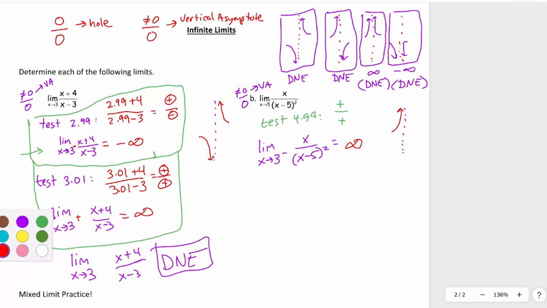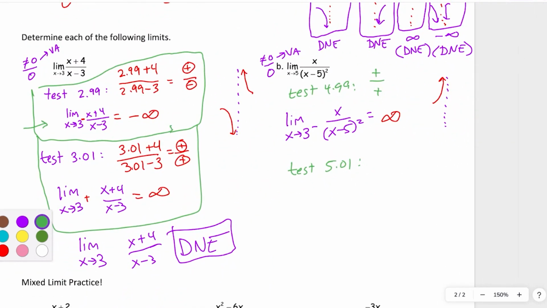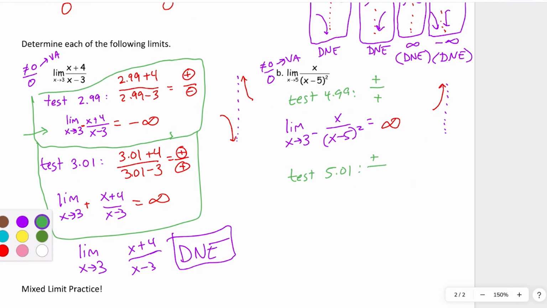So now let's test the right-hand side. Although because of how this is set up, you might already know what it's going to be. But let's test a number like 5.01, just barely bigger than 5. If I plug that into x, that'll be positive. And anything squared is going to be positive, so I don't really care what's on the denominator there. And so the limit as x approaches 3 from the right will also be positive infinity. So we get this kind of behavior at that asymptote.